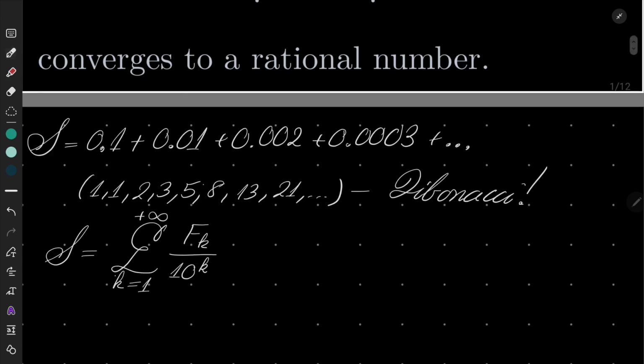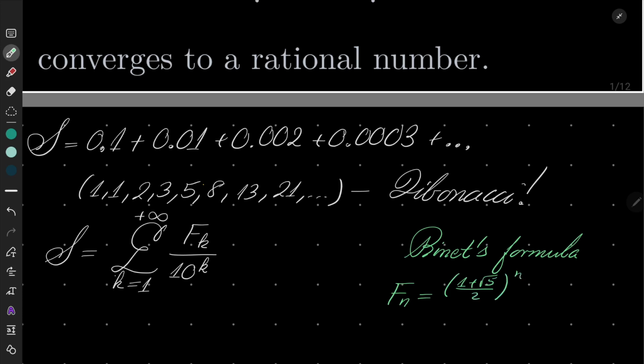Okay, now the crucial part. There is so-called Binet's formula, which says that the nth term of the Fibonacci sequence is ((1 plus the square root of 5) over 2) to the nth power minus ((1 minus the square root of 5) over 2) to the nth power, all divided by the square root of 5. It's a well-known closed form for the Fibonacci sequence.